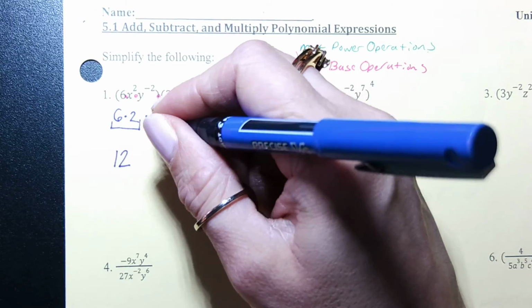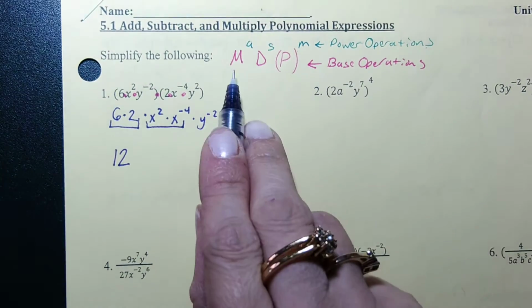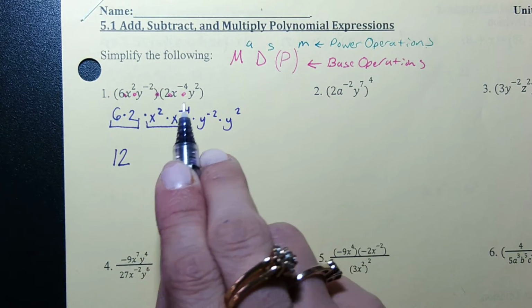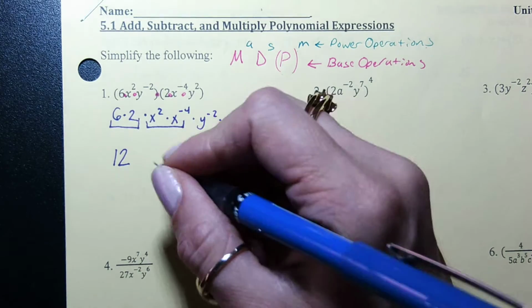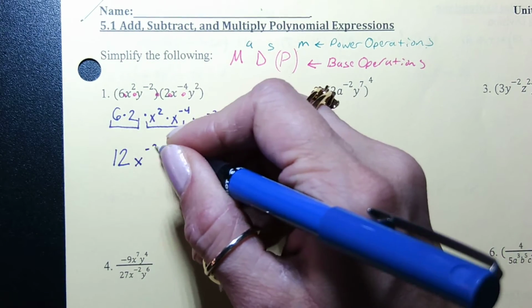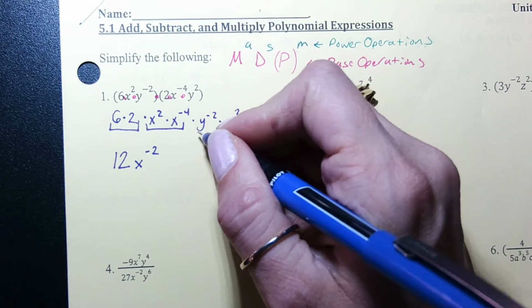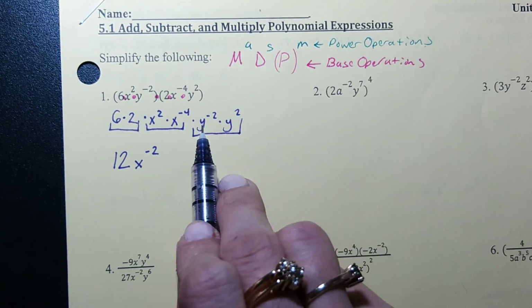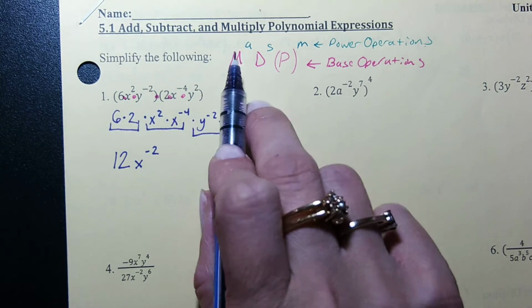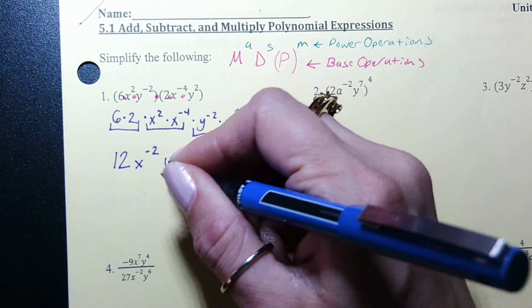X squared times x to the negative 4th. I am multiplying the bases, so I'm going to add those exponents. So x to the negative 2. Now, when we first learned this, I said you can resolve those bad attitude powers first, but I find it easiest, unless you're dealing with division, to wait until the end. So I'm just going to work with that negative 2 for right now. Now, the y's, I am multiplying the bases, so I'm going to add the exponents, and I get y to the 0.